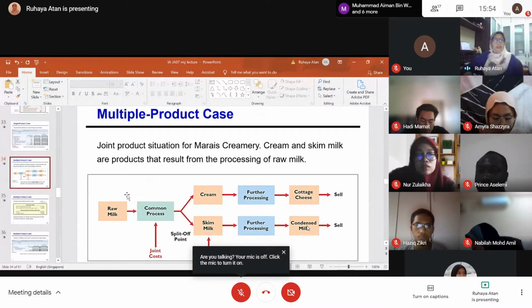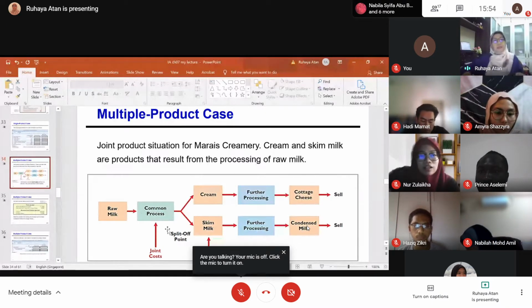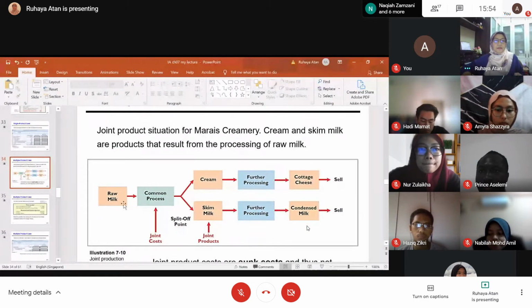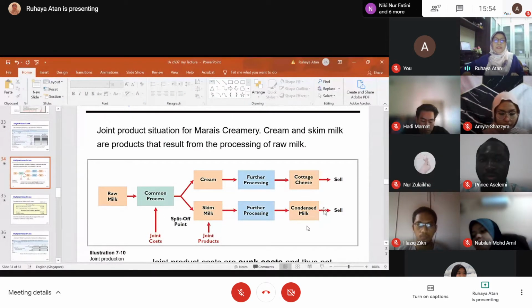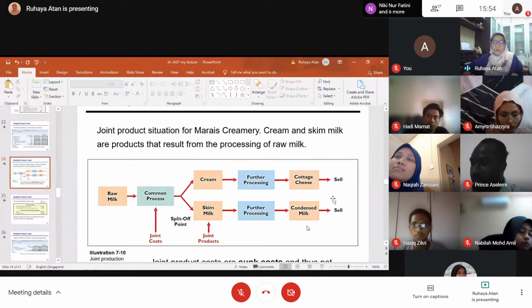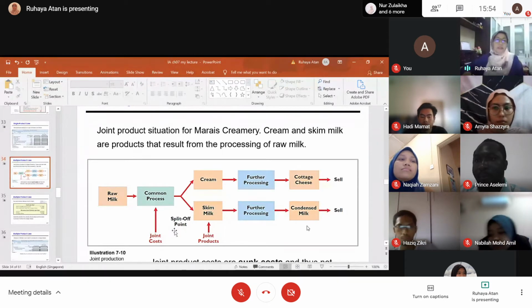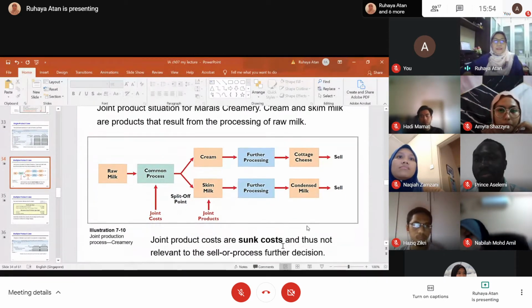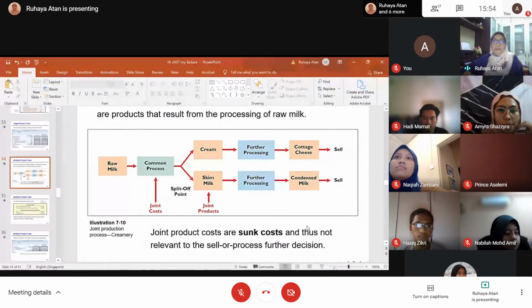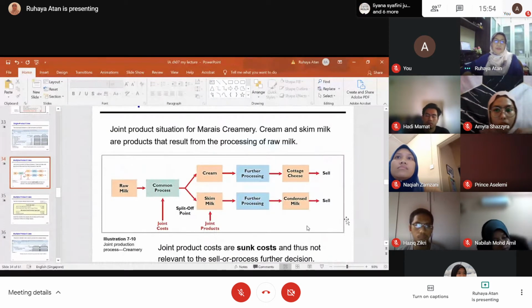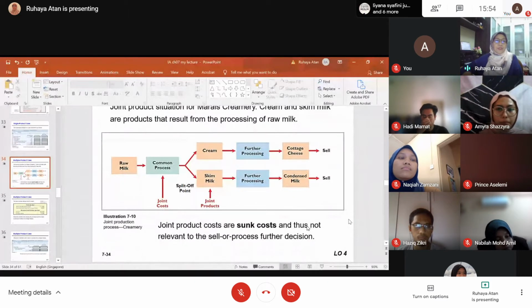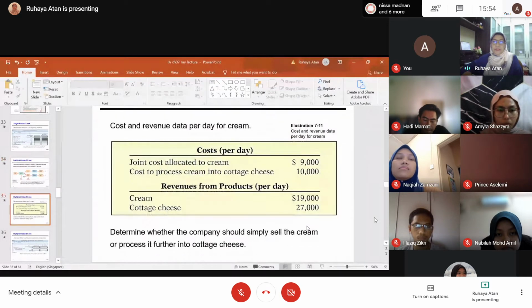Where we say whether you need to process further the products, because some of the products can be sold after the common process, and they can be processed further, and then you can bring more value. So the decision whether to process further will require some incremental analysis, so that you can decide whether you need to process further or not. We have covered this, I think.